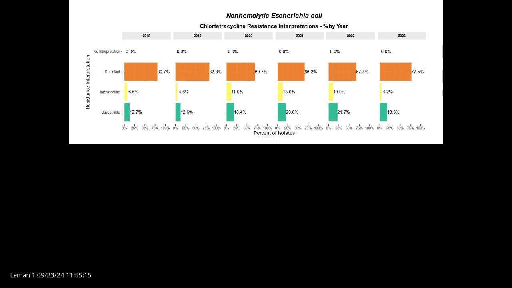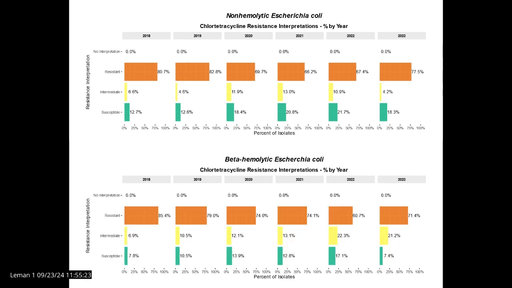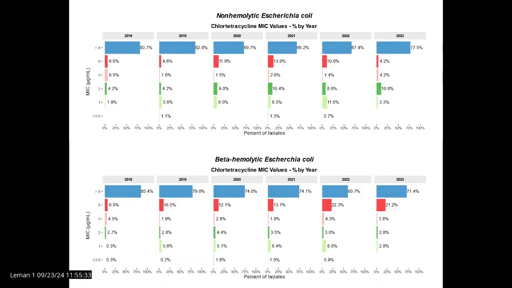And so in non-hemolytic E. coli, we're seeing 80%-ish are going to be resistant, okay? And when we look at beta hemolytic, again, it's going to be 70 to 80% that are bouncing here in this resistant category. And when we look at the MICs, they're reflecting kind of those interpretations.